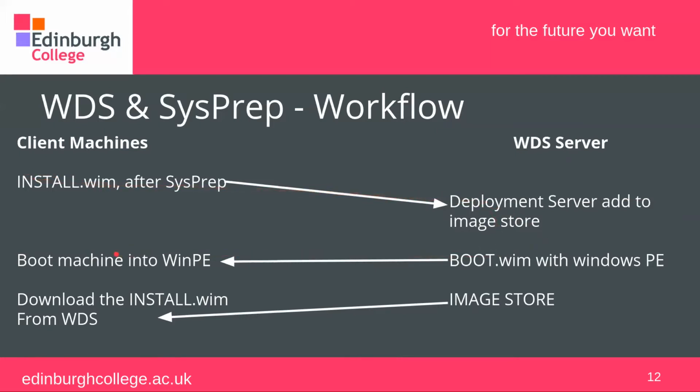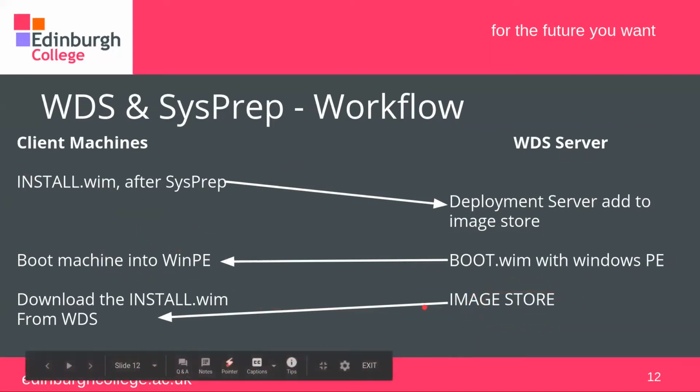Then let's say on another client machine, we want to then send this image back out to another client machine. We boot the client machine into Windows PE, and that allows us to choose an image from the image store, and we send a new install.wim image to the client.